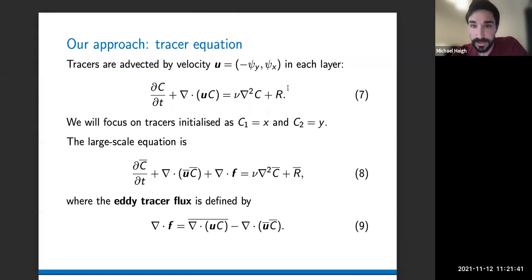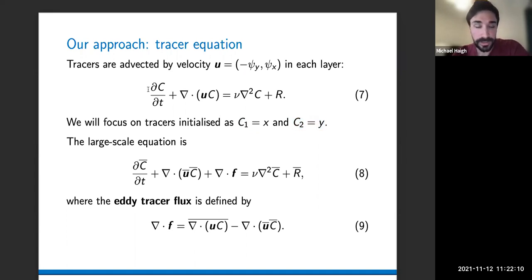Tracers are also forced by this extra relaxation term, R, which I will describe in a little more detail in a couple more slides' time. For the entirety of this talk, I'm going to focus on just 2 tracers. One tracer here, which is initialized with a simple linear zonal gradient, C1 equals X, and a second tracer, which is linearly initialized with a meridional gradient, that's C2 equals Y.